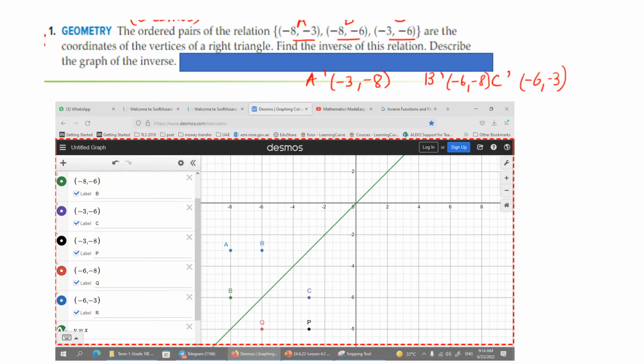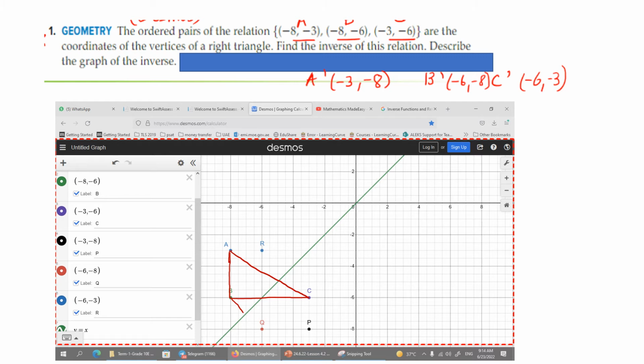So let's complete the triangles now. So A, B, C, first we are going to join. Let me take red color. So A, B, and C. So this is the first triangle. As you can see, it's a right angle triangle.